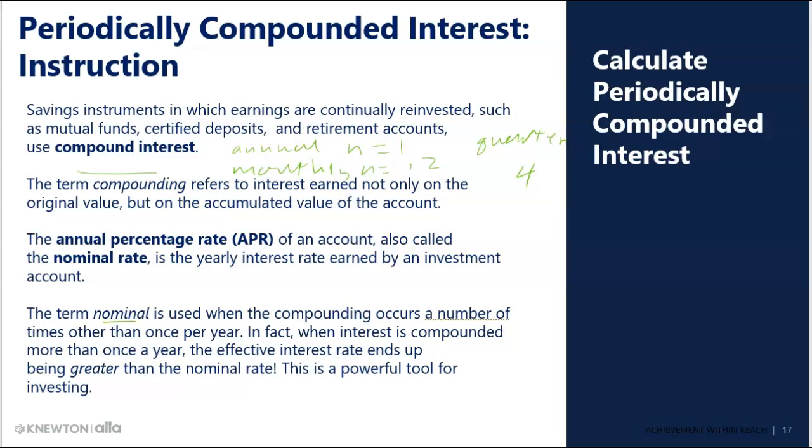Nominal is used in compounding in terms other than once a year. The effective interest rate ends up being greater than the nominal rate, because if you compound 12 times a year, at the end of 1 year, you will have more than if you had compounded once a year. That's all that's talking about. The effective rate would be what the simple interest rate would have been that got you the same amount of money.